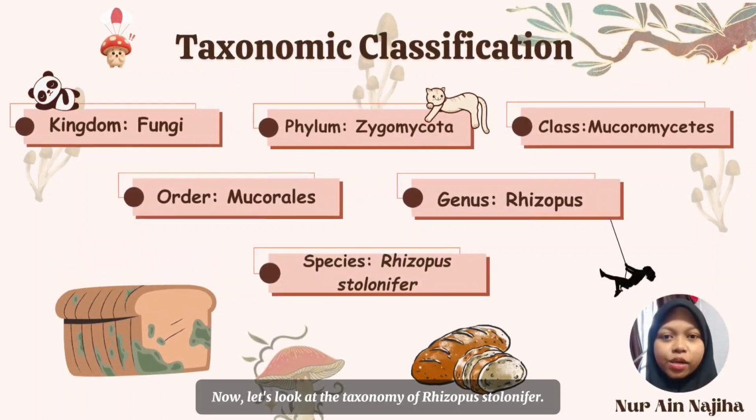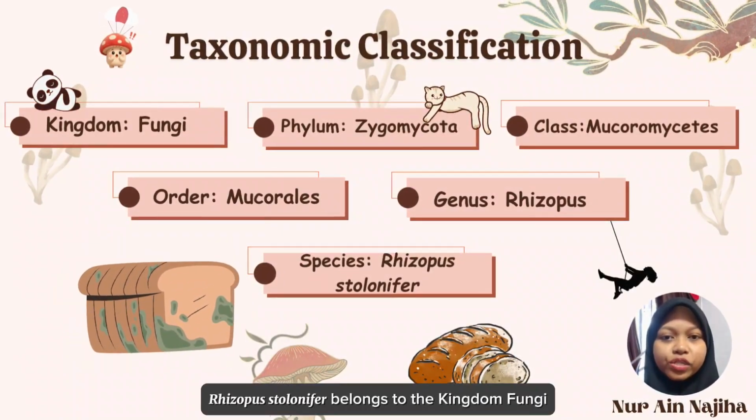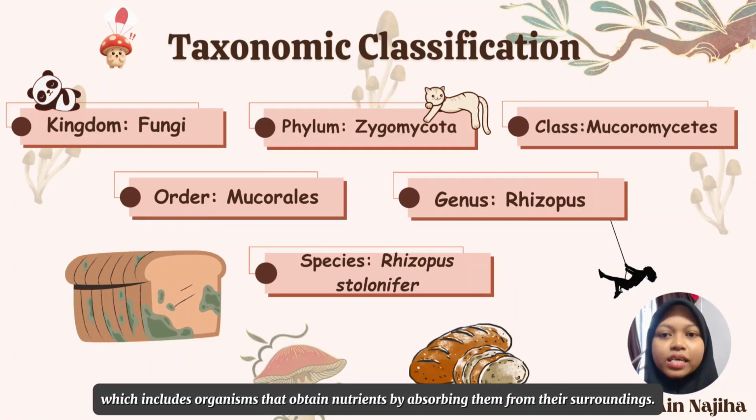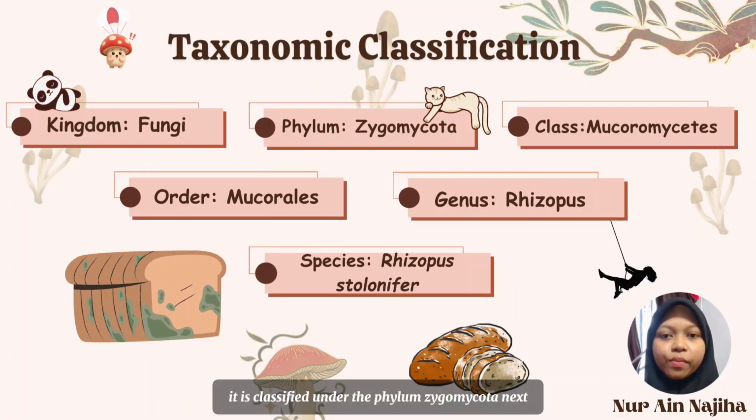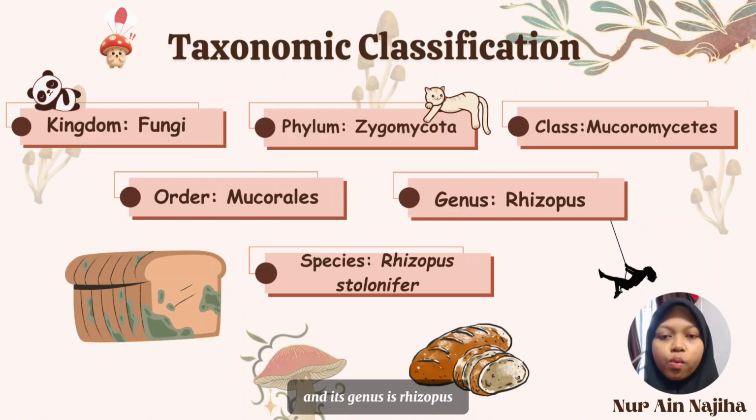Let's look at the taxonomy of Rhizopus stolonifer. Rhizopus stolonifer belongs to the kingdom Fungi, which includes organisms that obtain nutrients by absorbing them from their surroundings. It is classified under the phylum Zygomycota. Next, it belongs to the class Mucoromycetes, the order Mucorales, and its genus is Rhizopus, while its scientific name or species is Rhizopus stolonifer. This classification helps scientists identify and distinguish Rhizopus stolonifer from other fungal species.